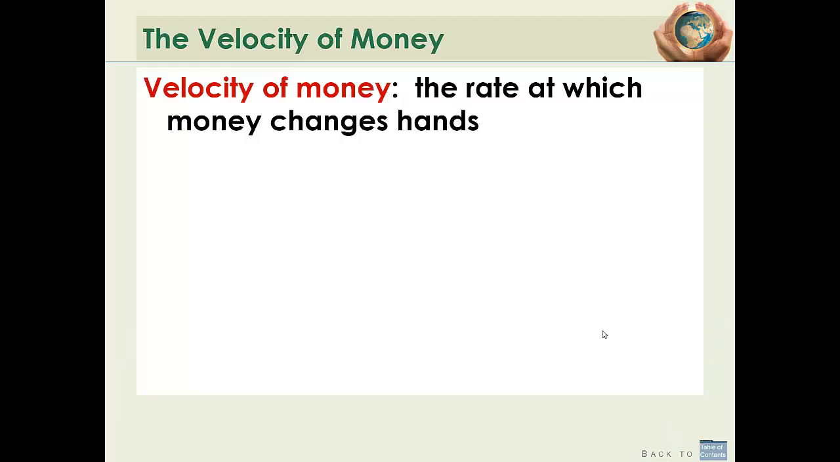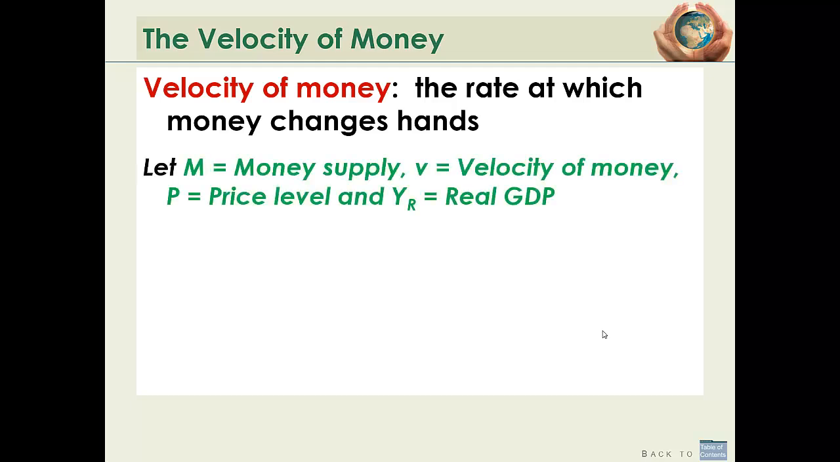First, the velocity of money. The velocity of money is the rate at which money changes hands. So let's define M as the money supply, the amount of money in the economy. V is the velocity of money. P, the price level, so it could be the CPI or the GDP deflator. And let Y represent real GDP. Then the velocity of money can be defined as this ratio.